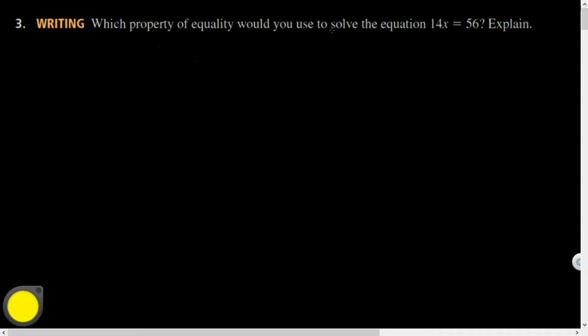It says, which property of equality would you use to solve the equation 14x equals 56? Well, x is being multiplied by 14, right? Do you agree? So how do I undo? What is the inverse operation of multiplying? Division. That's right. So I would divide both sides. So the answer to this question is the division property of equality. That's why I'm allowed to divide both sides by the same thing without changing its equalness.